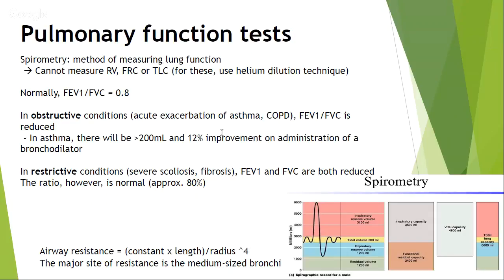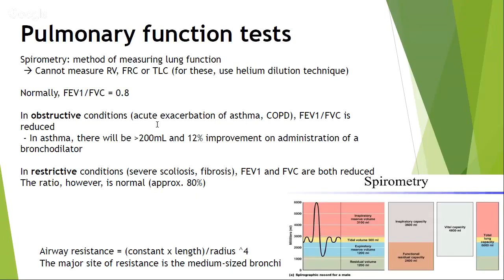When you're looking at testing people clinically, spirometry is probably your key lung function test. It can't measure residual volume, functional residual capacity, or total lung capacity, but it can measure the other key volumes. In a normal person, FEV1, which is how much air you can breathe out in the first second of expiration, divided by forced vital capacity, so all the air you're exhaling, is about 0.8. If it drops much below that, then you're looking at an obstructive picture, which is, for example, asthma, COPD.